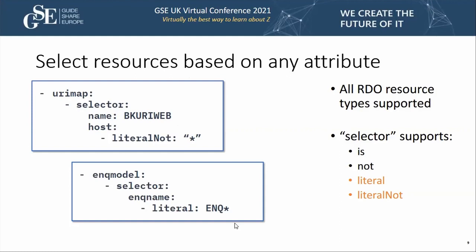And then they have an NQ model, which contains a selector, which has in it the NQ name, and that has a selector of a literal NQ star. So again, the NQ name attribute of this NQ model must match ENQ asterisk, where asterisk is not a 0 or more character indicator.